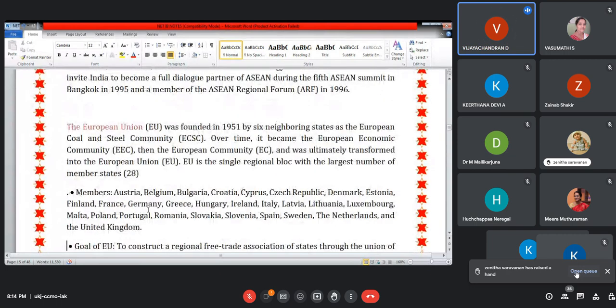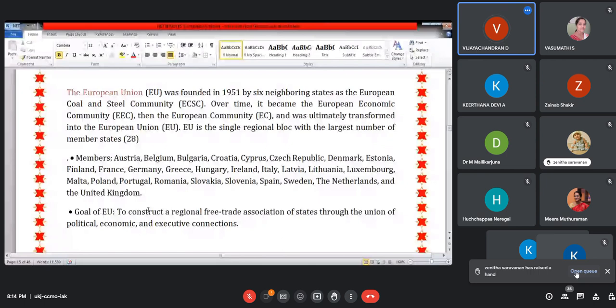EU, European Union. Kindly note the year 1951, formed with 6 states, but now we have 28 member countries. So the European Union with 28 member countries. What are its members? India is not a member. That is very important. In the European trade bloc, European Union, India is not a member.